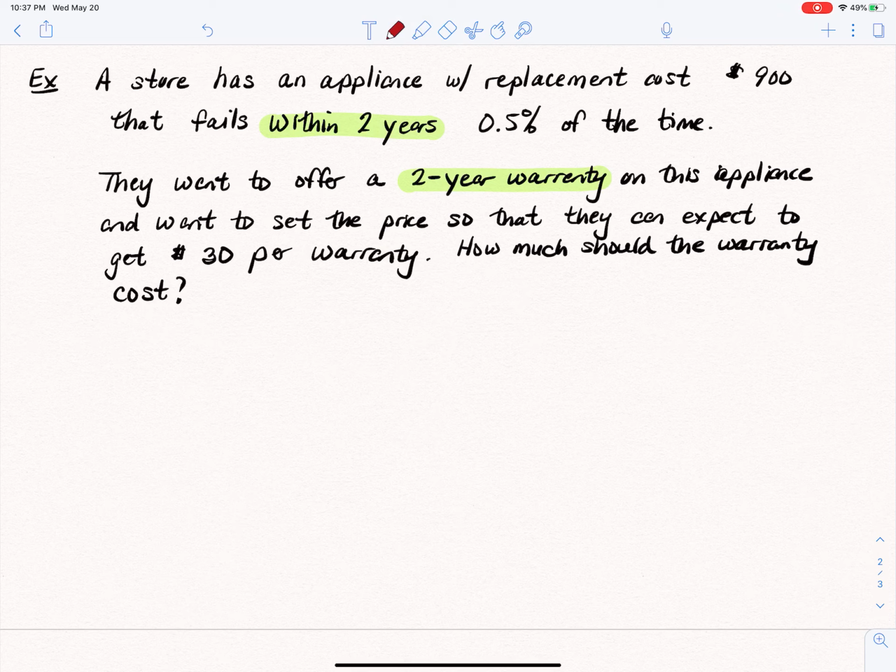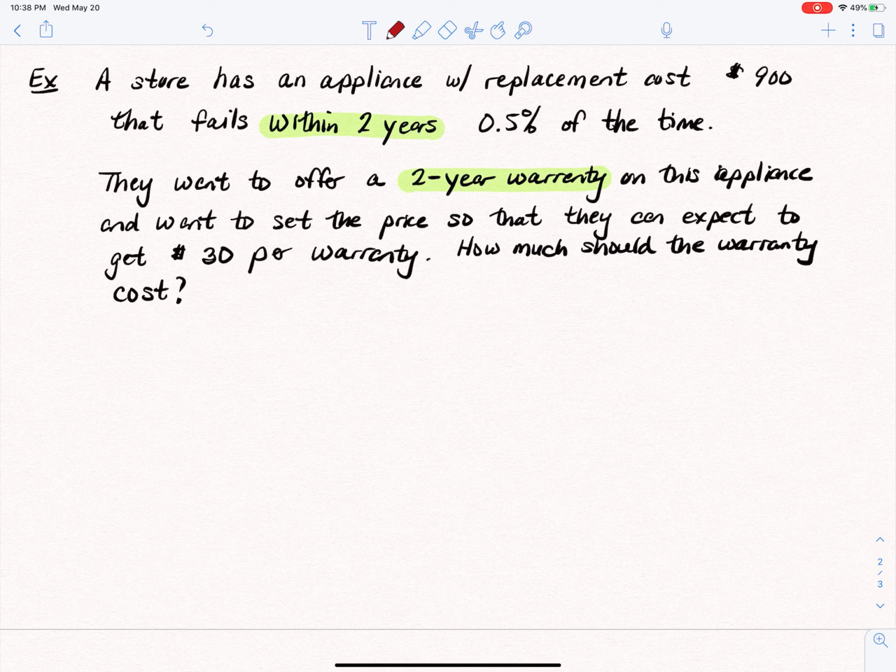Okay, so what we're going to do is look at an expected value problem with a bit of a twist. This time we don't know the values of the outcomes necessarily, or I should say we don't know the values of all the outcomes. But we want to find the value of the outcome if we know that we have an expected value in mind already.